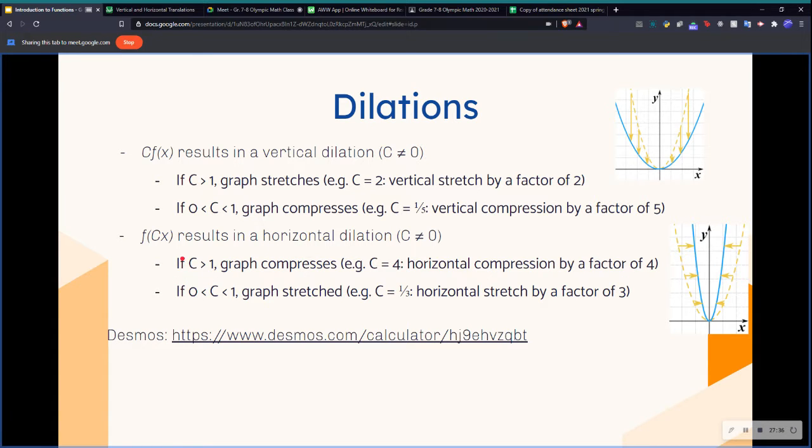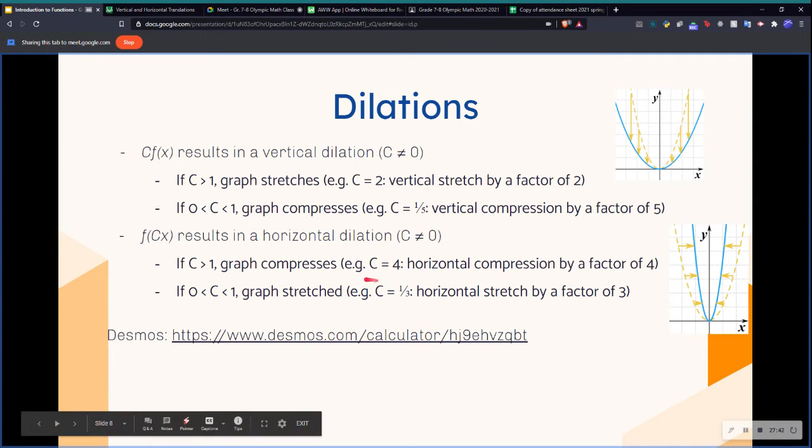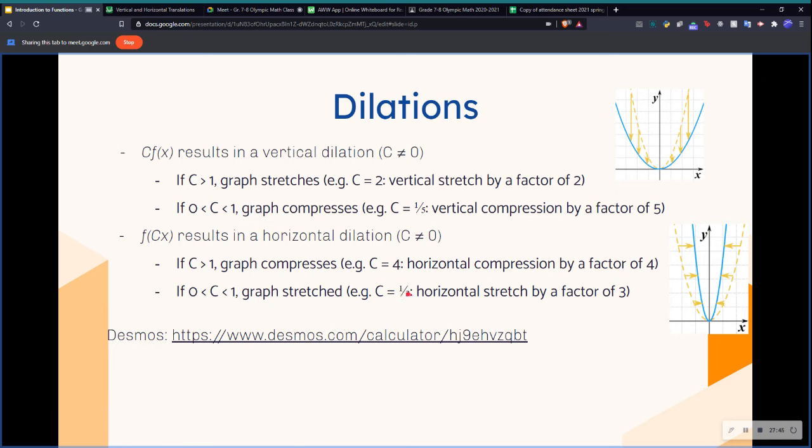Now, if c is between 0 and 1, the graph will stretch outward like this, going out. As an example, you have c is equal to 1/3. If c is equal to 1/3, you'd say horizontal stretch, not compression. This is horizontal stretch by a factor of 3. Remember, we use a reciprocal for this c, so we get a factor of 3 instead of a factor of 1/3.